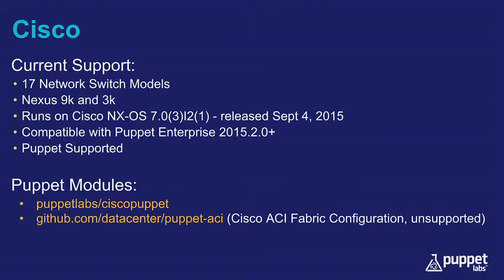I'll also mention that there's an ACI configuration module that you can find. This is out on GitHub. We don't have it on the Forge yet, but we are working with Cisco to get some things taken care of to get that into a supported module. There are just some things that need to be fixed, but it is our intention to make that a supported module as well. Can we take questions now, or I think we had a person back there?